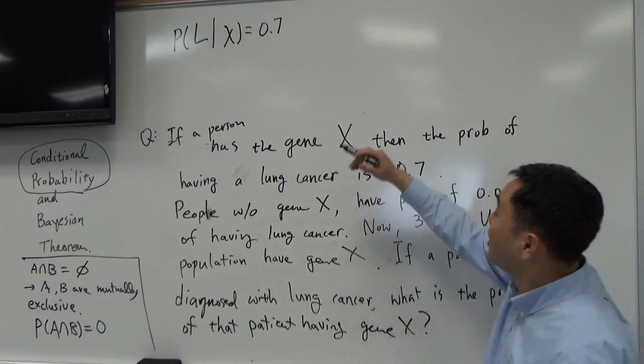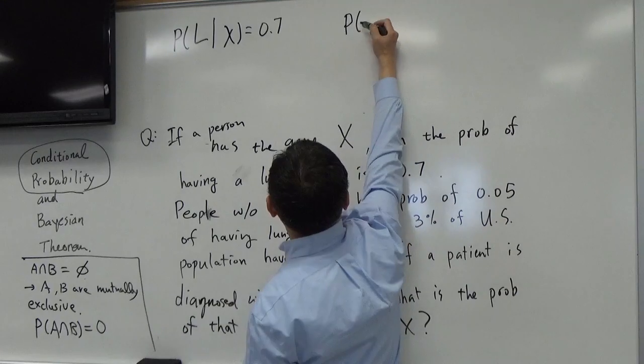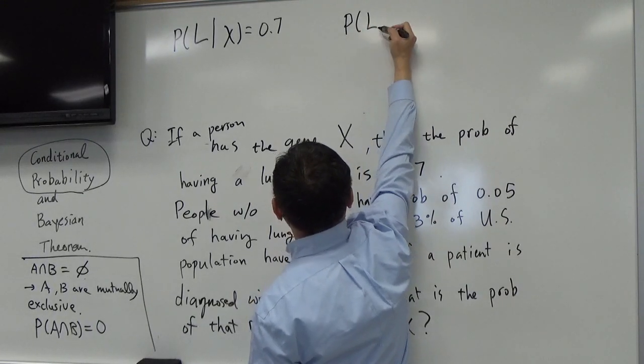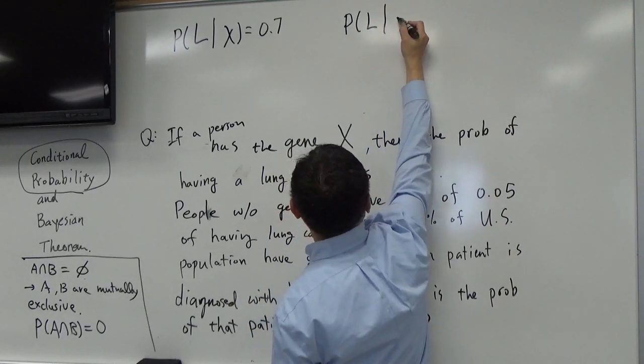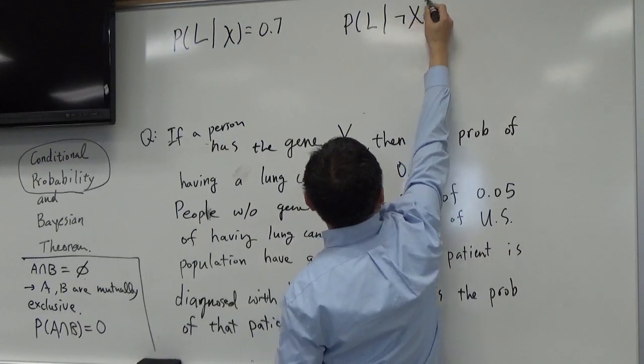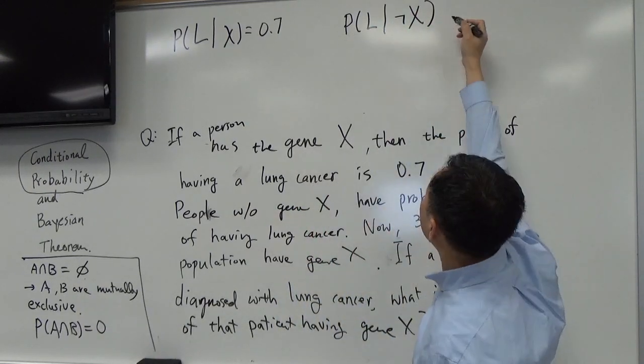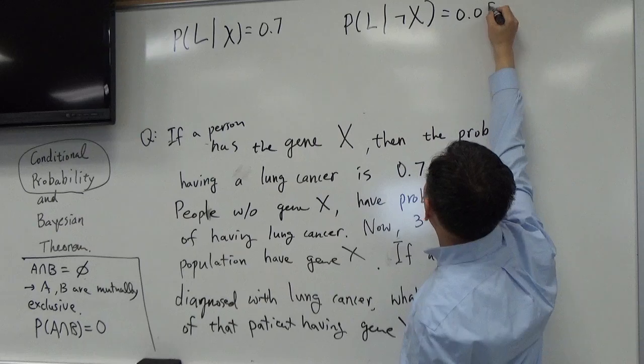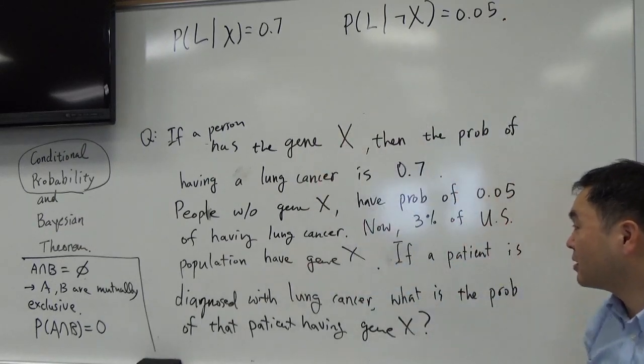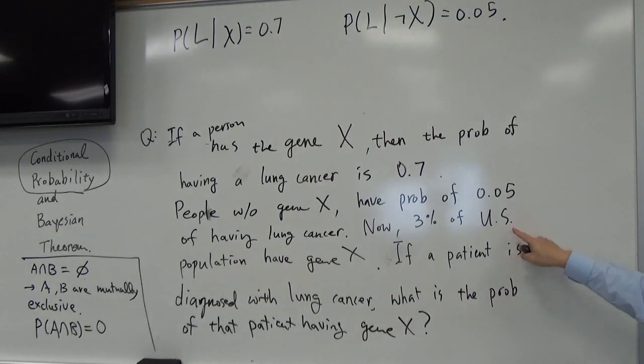P of X not. P of not X. Having lung cancer, L, under the condition that X is not happening, right? This is 0.05. Okay? Now let's think about this one.